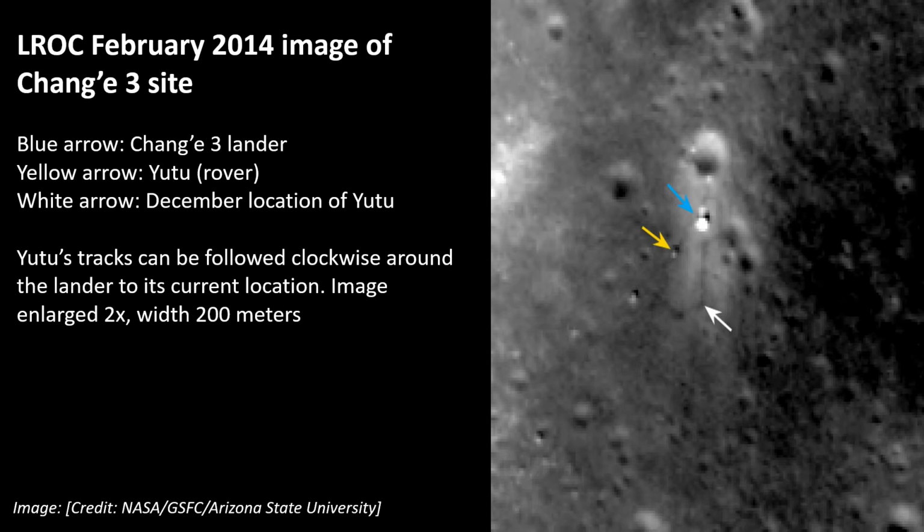Here is a February 2014 image of the Chang'e 3 site. The blue arrow indicates the Chang'e 3 lander. The yellow arrow indicates the Yutu rover, and the white arrow is the December location of Yutu. Yutu's tracks can be followed clockwise around the lander to its current location.